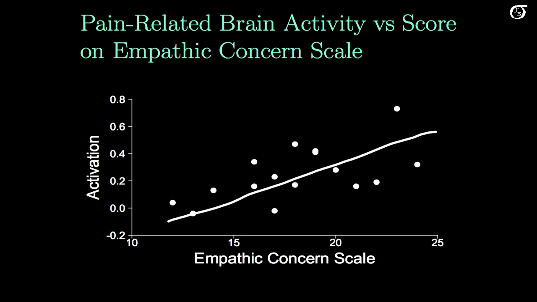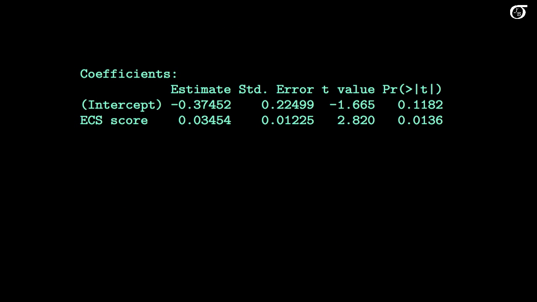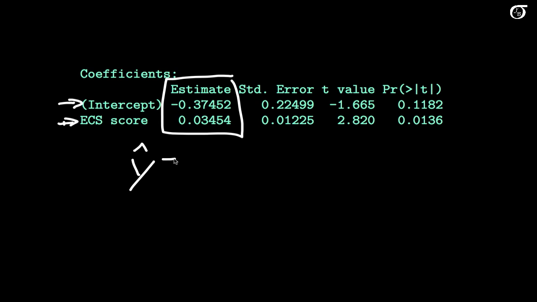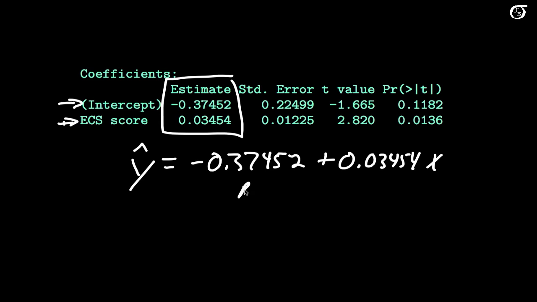And, well, let's see what the least squares method tells us. We're going to use a computer to come up with these values. A computer is going to give us our values here. And this is our output from the computer package R. Different computer packages look similar, but maybe a little different. And this is going to give us our intercept and our slope, and our regression line is this: minus 0.37452 plus 0.03454 times x. This is our beta naught hat, and this is our beta 1 hat, and we get those straight from our output.